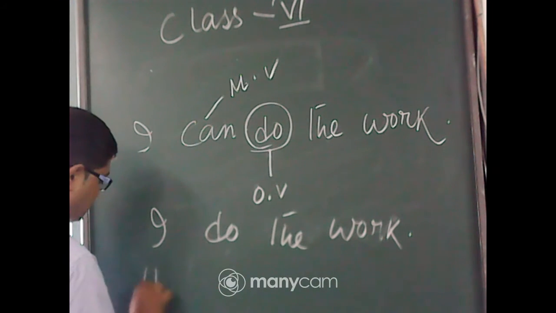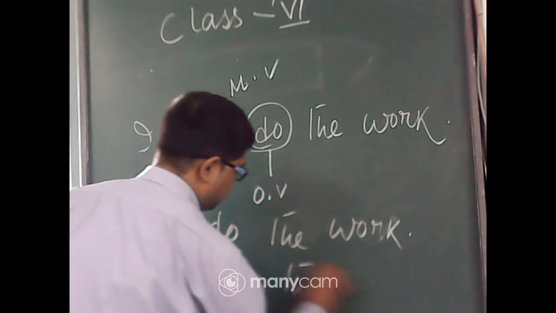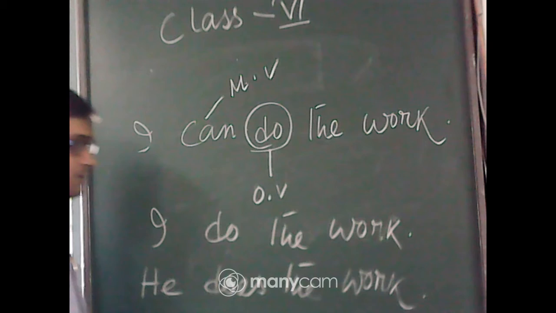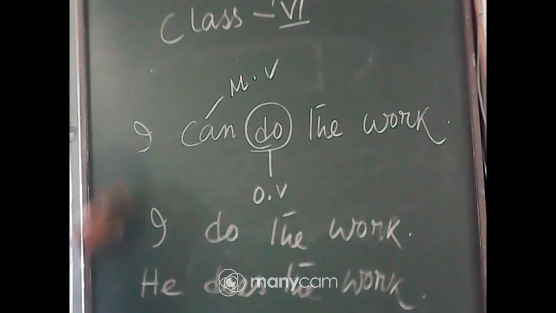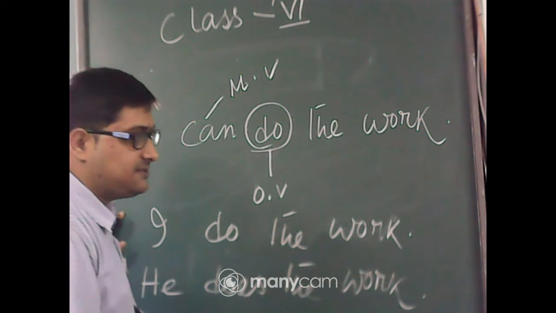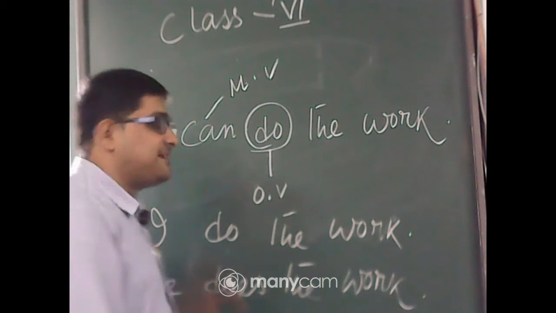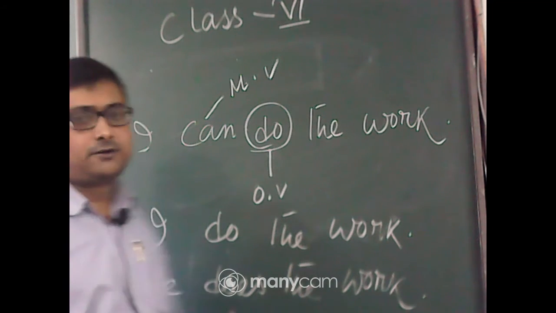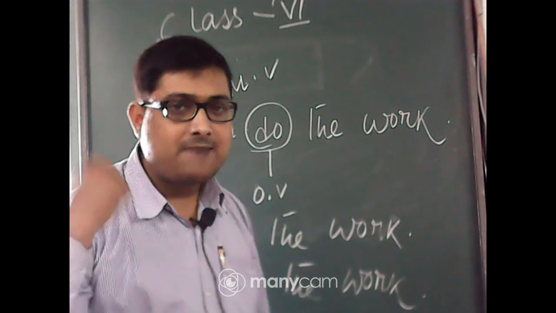Or he does the work. He does the work. Now what is the difference between "I can do the work" and "I do the work"? What is the difference between these two? "I do the work" means generally I do the work, and "I can do the work" tells about my ability, that I am able to do the work.